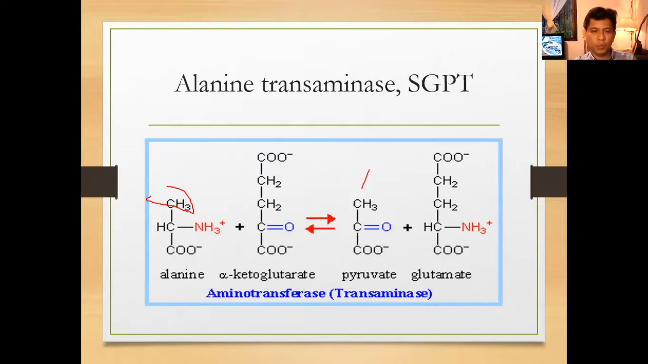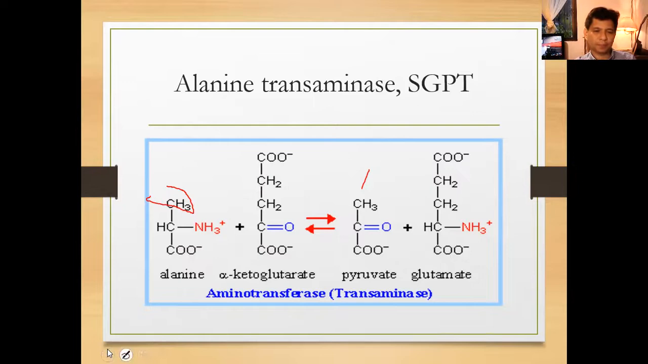Tapos, in order to draw the structure of alpha ketoglutarate, syempre, madali lang namang i-draw yung glutamate. Ang R lang ng glutamate ay CH2, CH2COO-. So, ganun din. Tanggalin nyo lamang yung amino group, yung NH3+ ng glutamate, and then you're going to draw the alpha ketoglutarate. Ito yung alpha ketoglutarate. Any question? So, tandaan nyo lang AP, sorry, AP, alanine, pyruvate, tapos KG. KG is alpha ketoglutarate, glutamate.